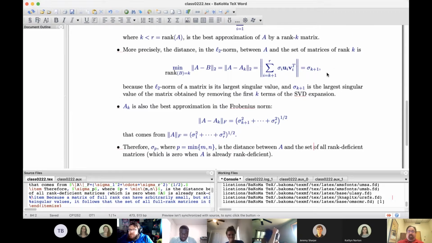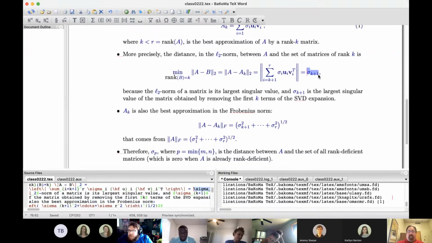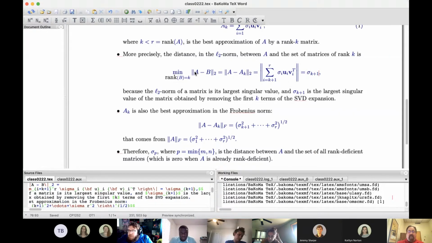So this singular value gives you an idea of how close A is to a matrix of rank K. In other words, there's a matrix of this size in the 2 norm that you could add to A that makes it have lower rank, or sorry, rank K.